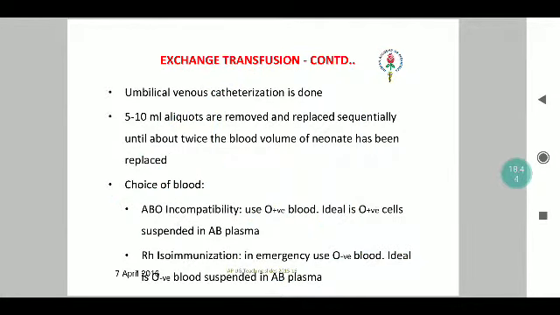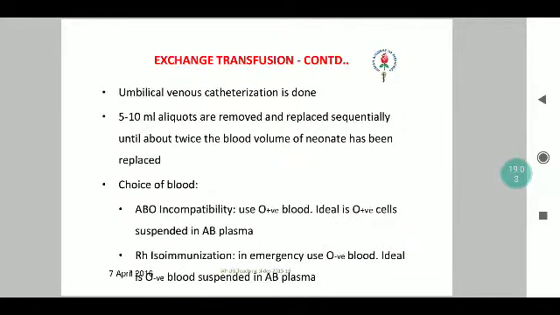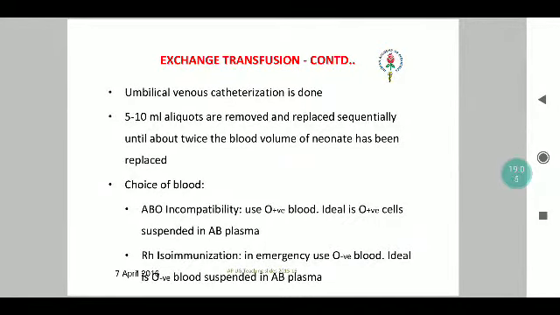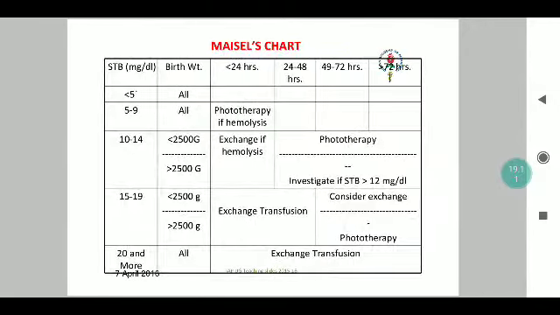When we come to the choice of blood, if there is an ABO incompatibility, it is ideal to use O positive blood because O positive cells will still get suspended in AB plasma also. And in case of Rh isoimmunization, then better to go for O negative blood because even O negative blood will be suspended in AB plasma. So the choice of blood depends mainly upon the blood group of both the baby and the mother.